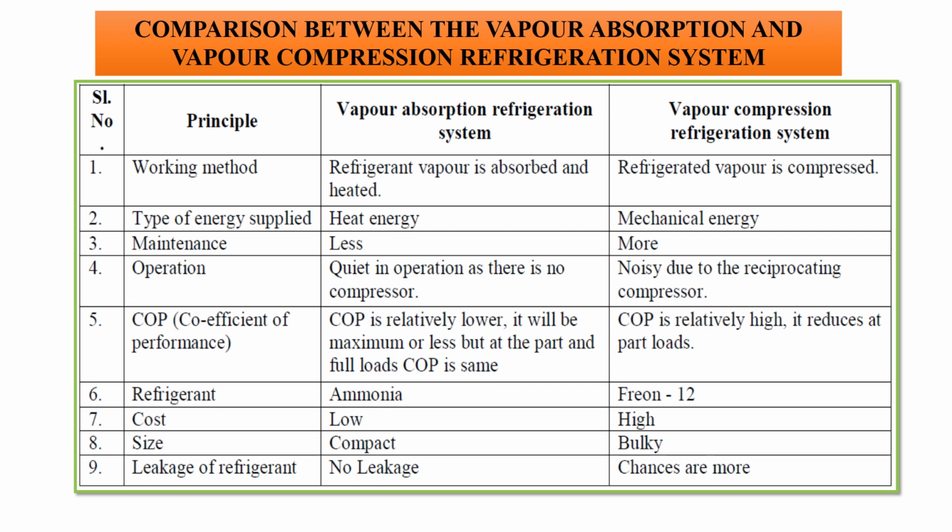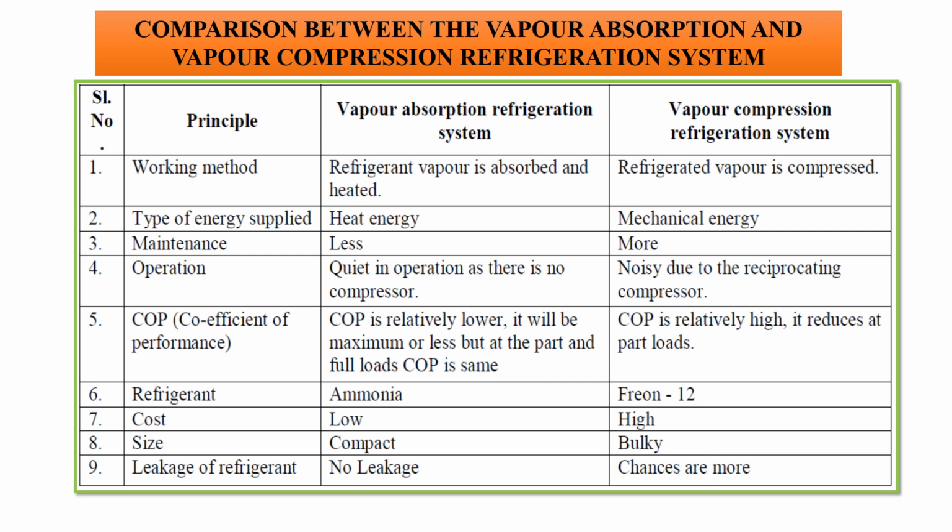Operation is quite simple because you're not using any compressor, but there is a difficulty in operation because you're using a compressor. COP is very low in the vapor absorption compared to VCR, but in VCR it's very high. It reduces at part load. At part load, the VCR COP reduces. And for refrigerant, you're going to use ammonia and F12.